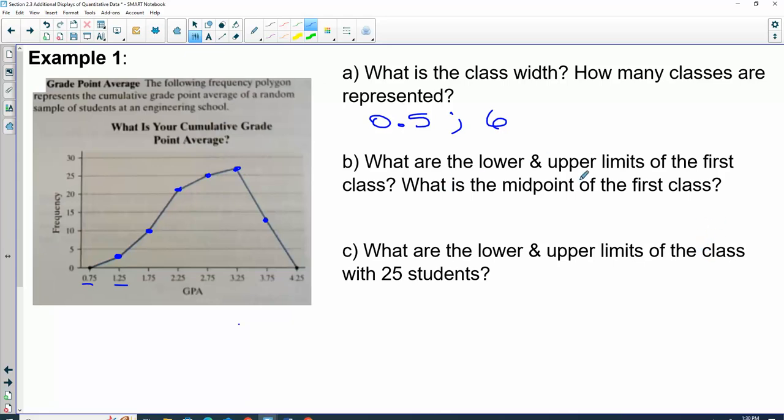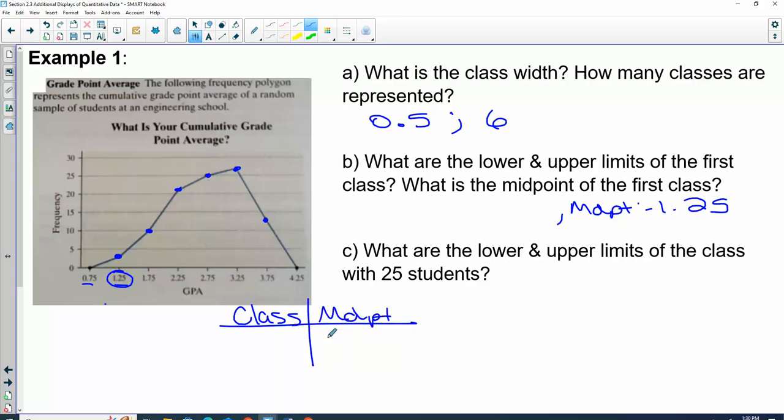All right, this is where we have to think for a little bit. The lower and upper limits of the first class. Okay, we know the first real class is right here, right? That was my midpoint. So I know the midpoint of the first class was 1.25. But I also want to know, where did it start and stop? So to find that, we could think, okay? We know the midpoint. What would my class have been? We really just need to find this first number.